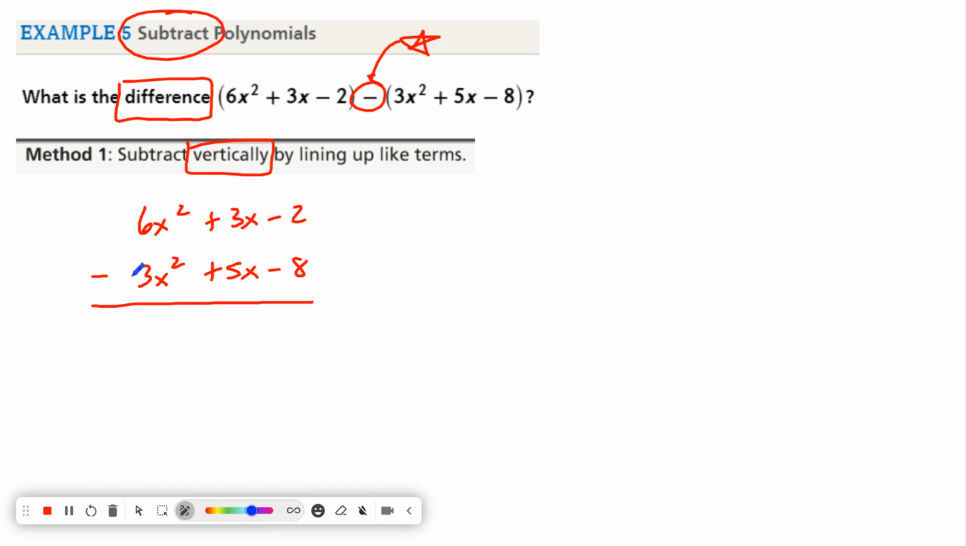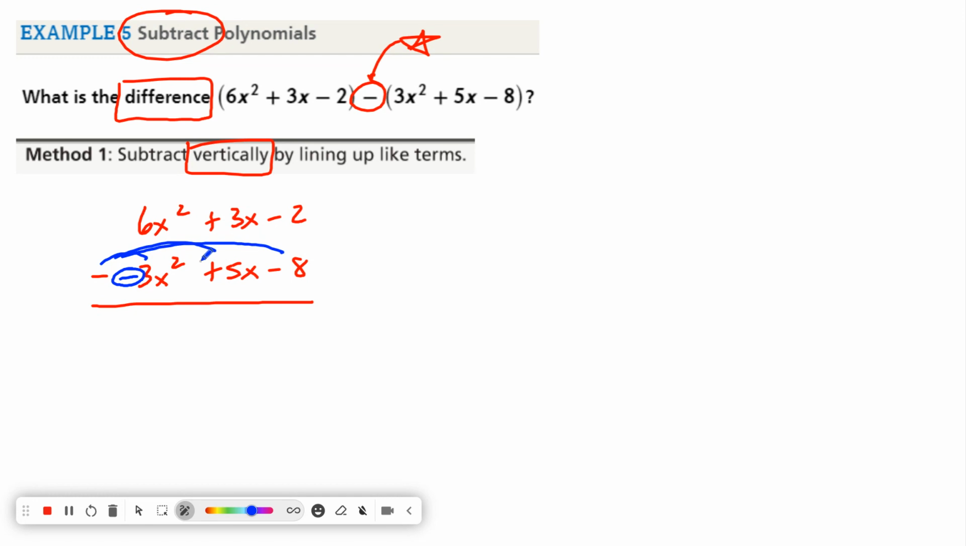So I'm going to apply this negative sign to all three terms. So I'm going to add the opposite of each of these. So this 3x squared does become negative. And this is weird, right? It is a negative 3x squared. And I'm going to circle that.